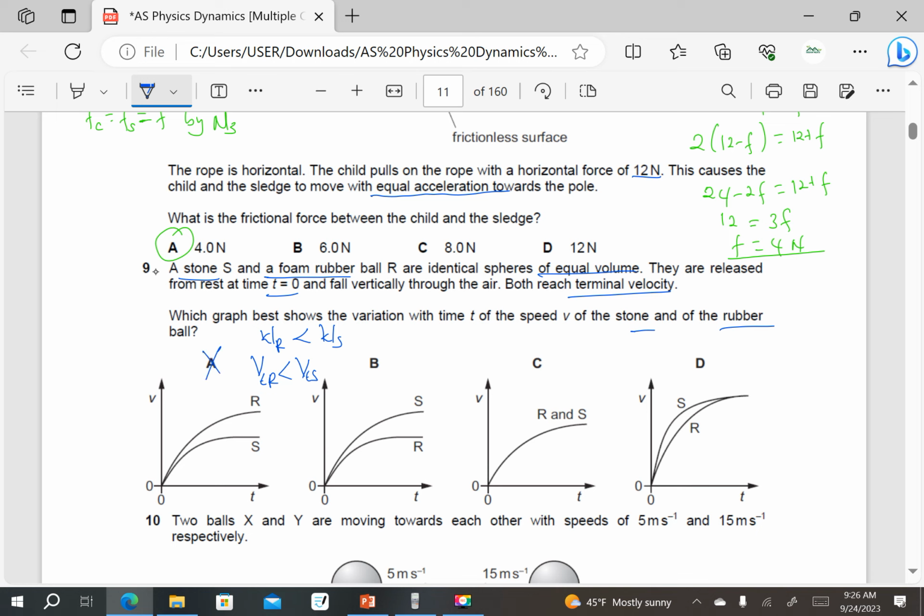So this means this is wrong. This one is showing that they have the same terminal velocity. This one is also showing that finally the terminal velocity becomes equal. So that is not true. So it means the answer is going to be B.